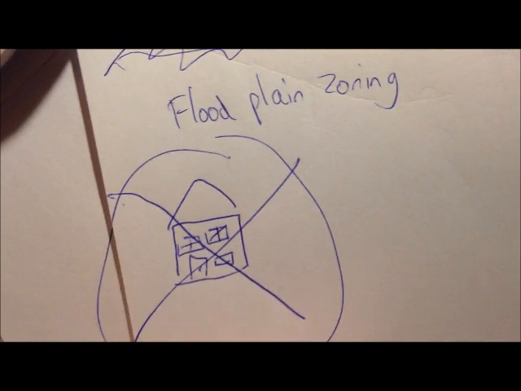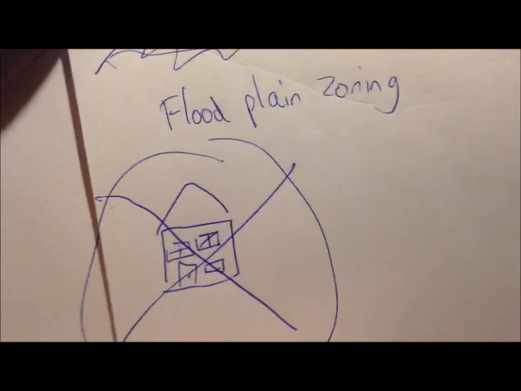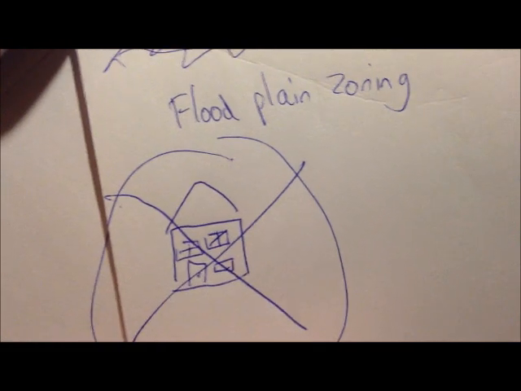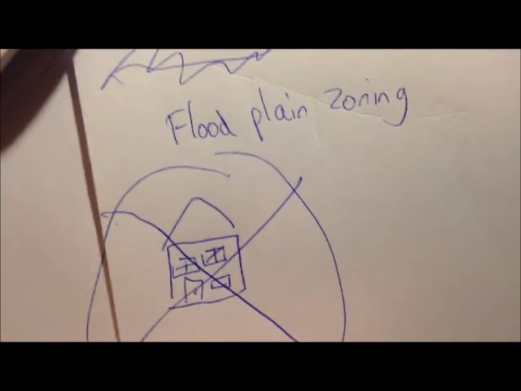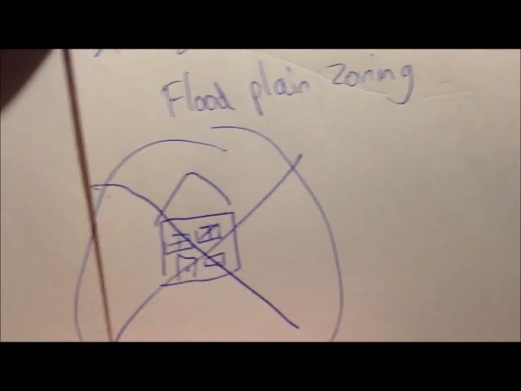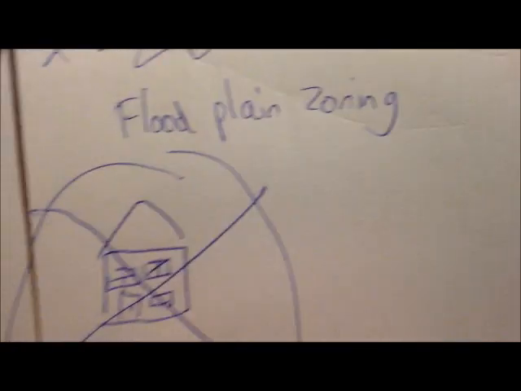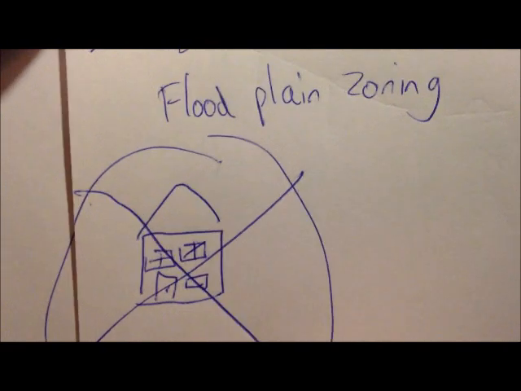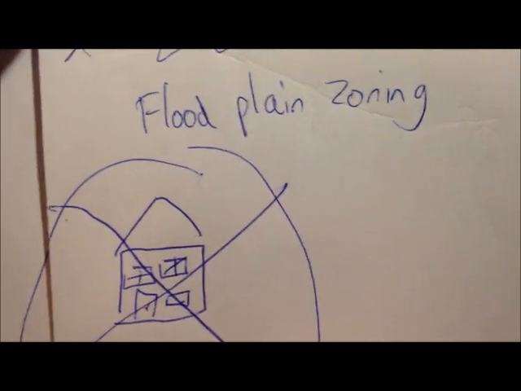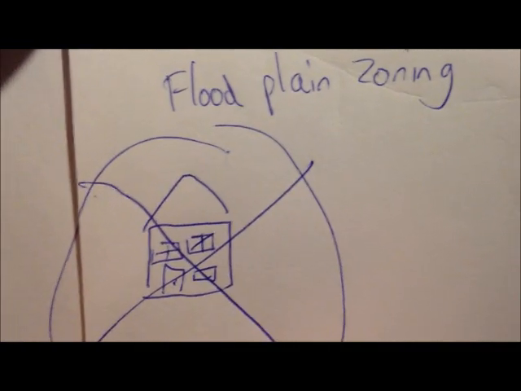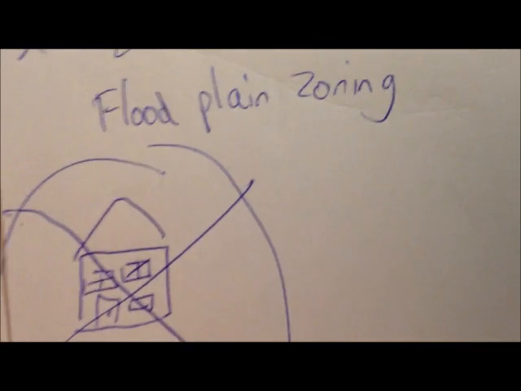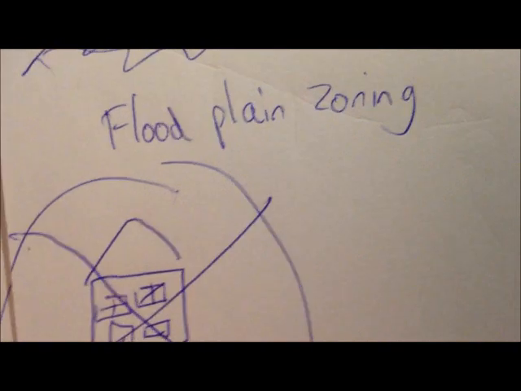A third example of soft engineering is floodplain zoning, which involves the Environment Agency preventing houses from being built on areas at risk of floods, such as floodplains. And this is good because it means that the damage is reduced and it reduces risks to people's safety, possibly even saving lives, and of course money. But this is bad because it could be too late for some areas, where houses have already been built in areas that are at risk of flooding.